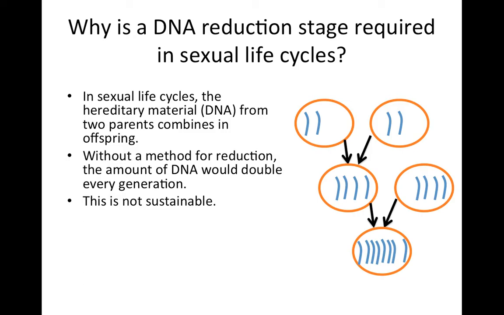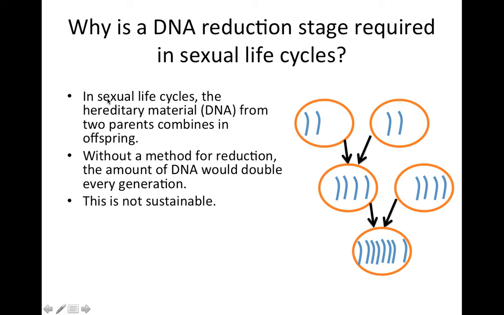So when we talk about sexual life cycles, we are going to talk about a process that reduces the number of chromosomes in each cell by half, and we'll see that process is meiosis. Before we talk about that, let's talk about why it's necessary. We're going to start with an example of what would happen if we had sexual reproduction without this stage where the amount of DNA gets reduced by half.